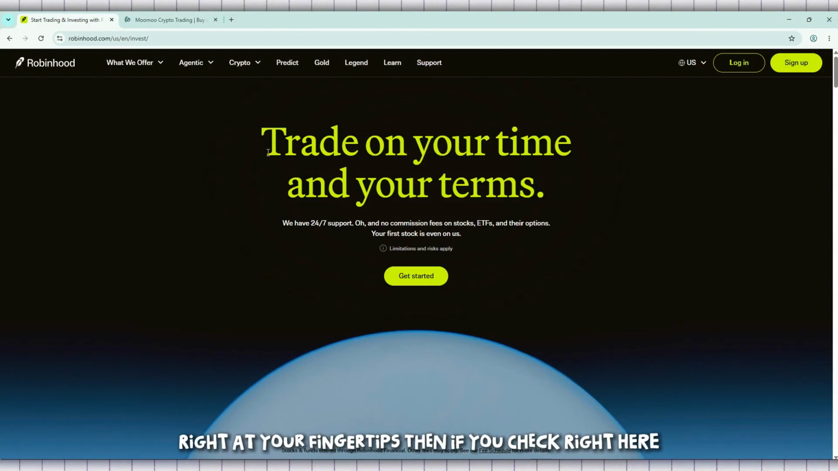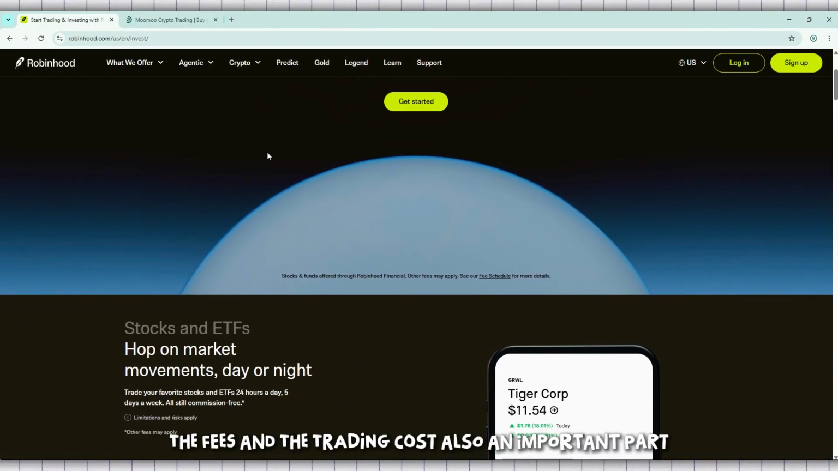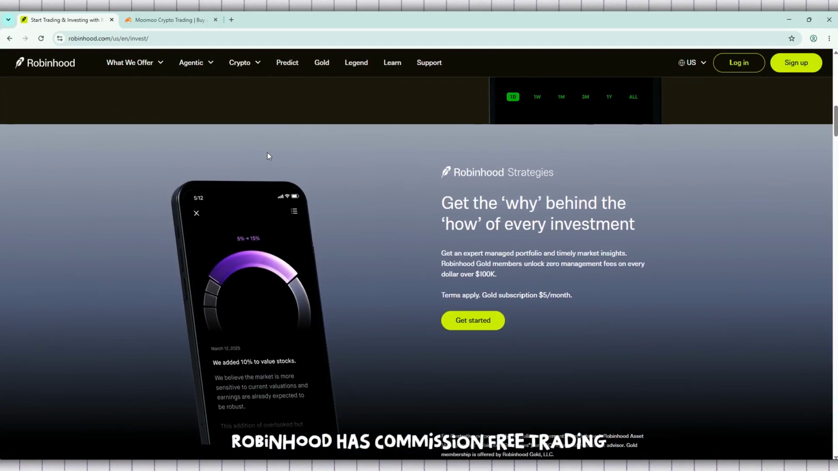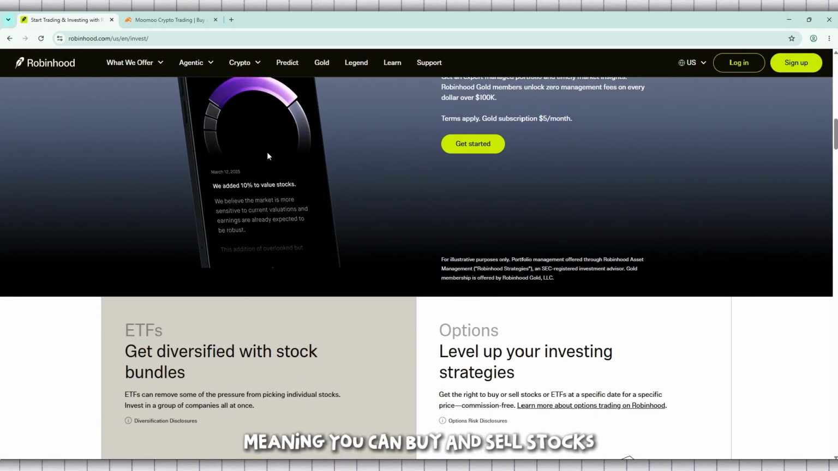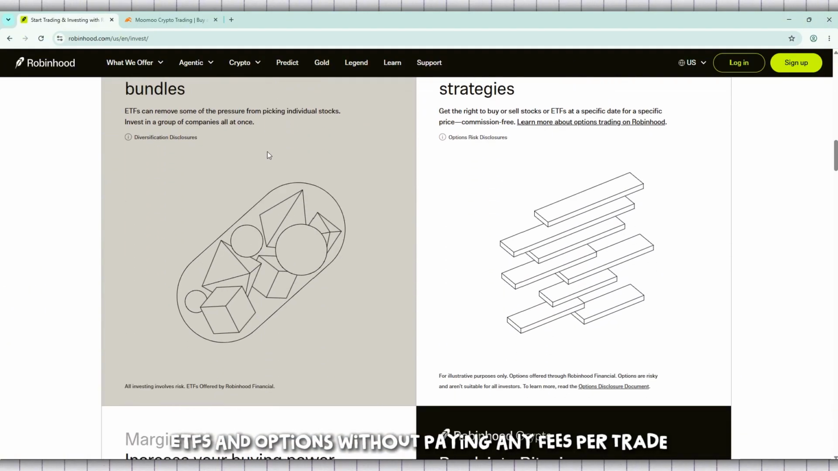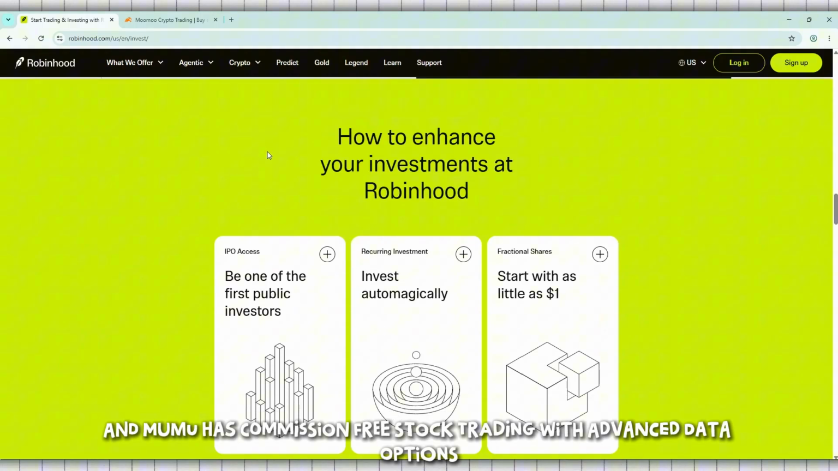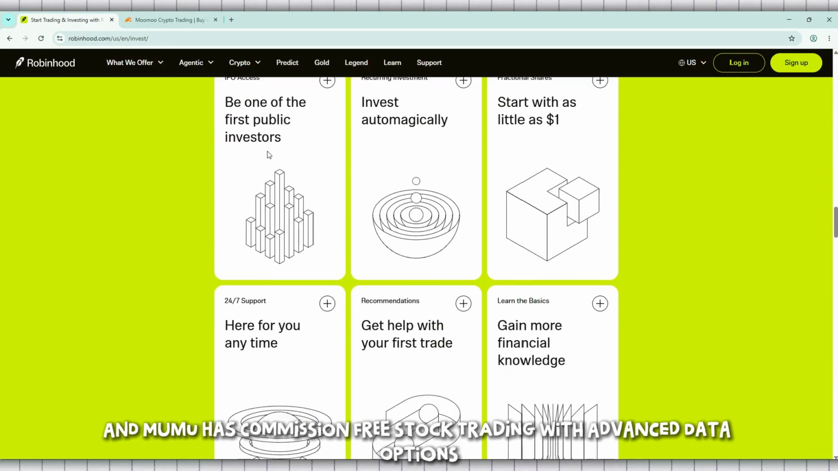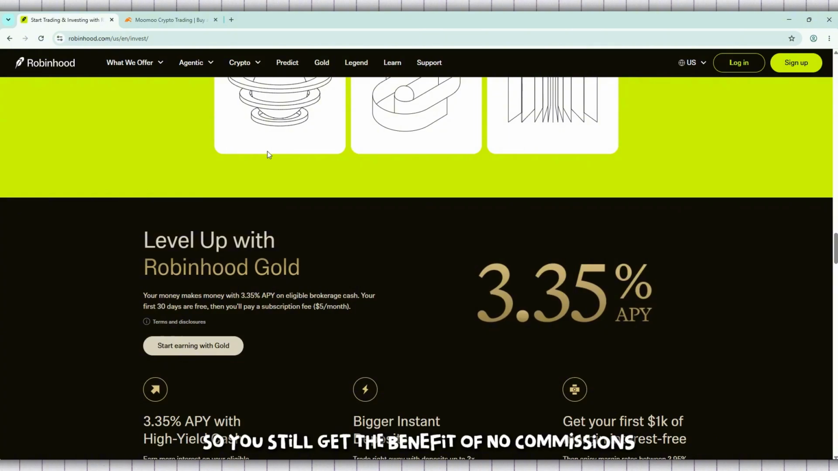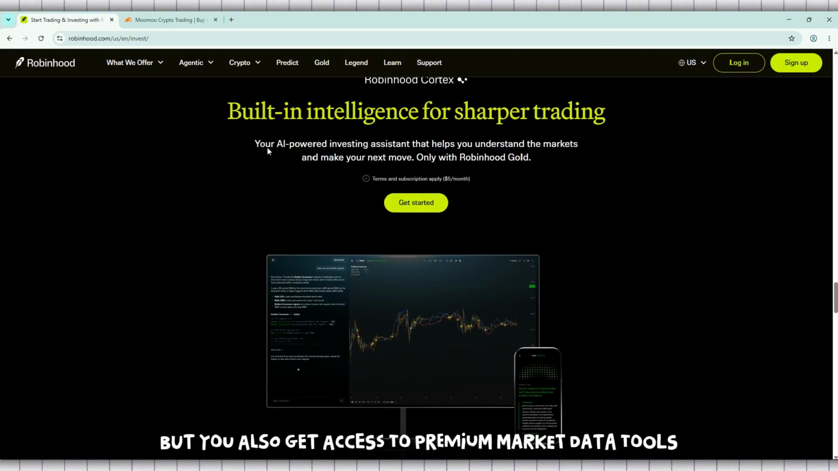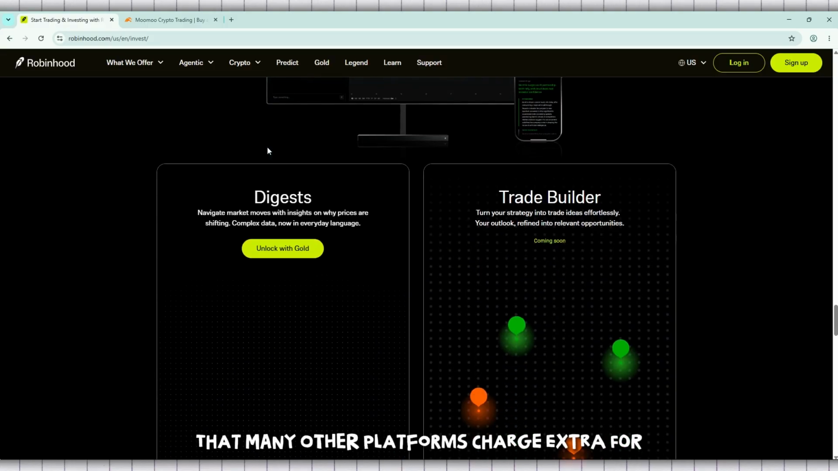Then, if you check right here, the fees and the trading cost, also an important part. Robinhood has commission-free trading, meaning you can buy and sell stocks, ETFs, and options without paying any fees per trade. And MooMoo has commission-free stock trading with advanced data options, so you still get the benefit of no commissions, but you also get access to premium market data tools that many other platforms charge extra for.